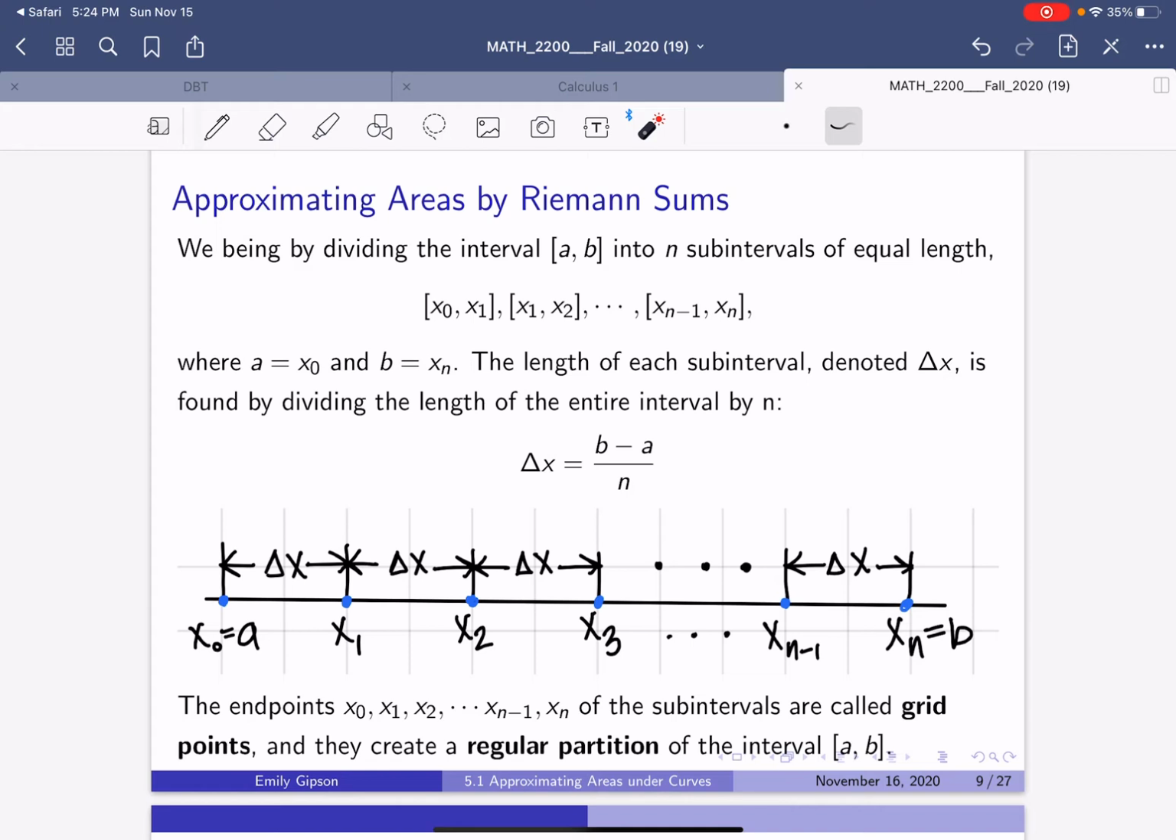The endpoints x0, x1, x2, all the way to xn minus 1 and xn of the subintervals are called grid points, and they create a regular partition of the interval a to b. You can see that the distance between each set of grid points is exactly the same, so we can use the exact same number.